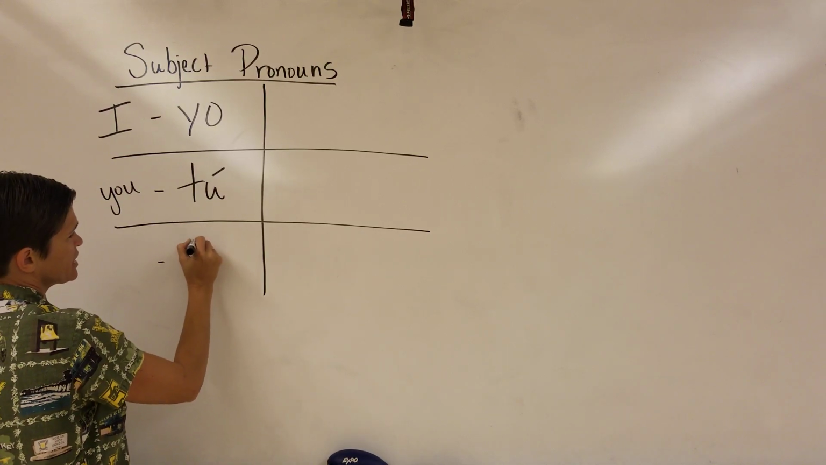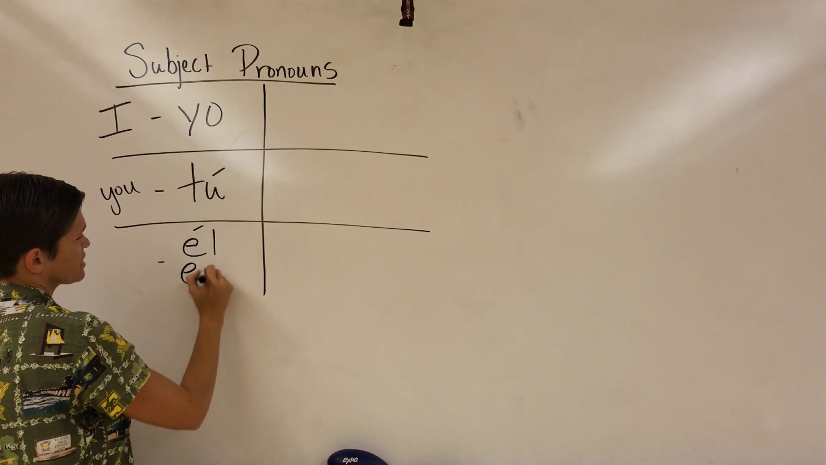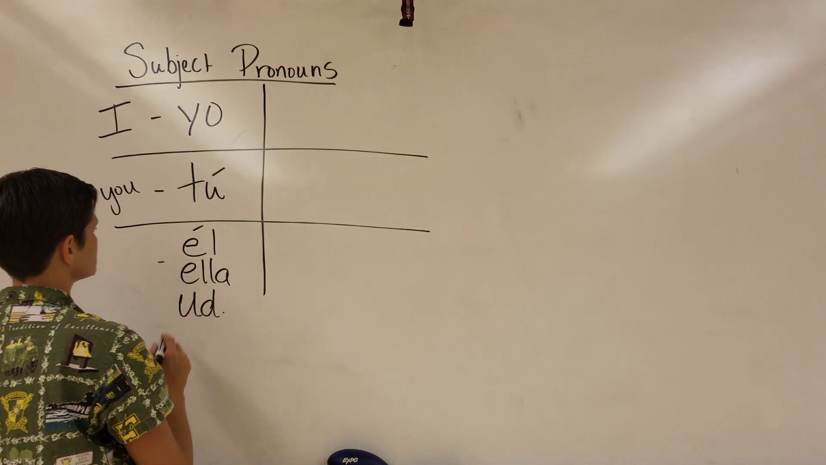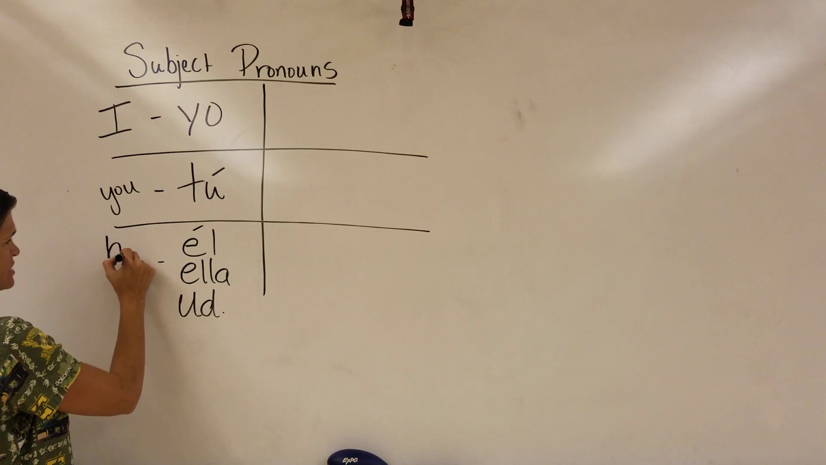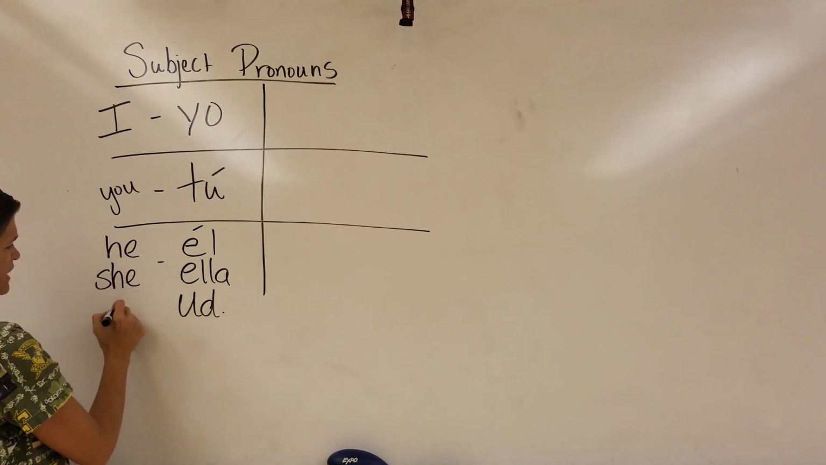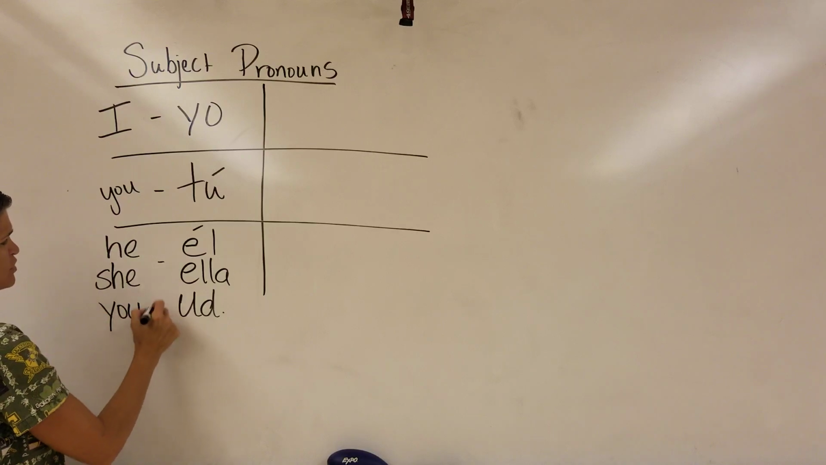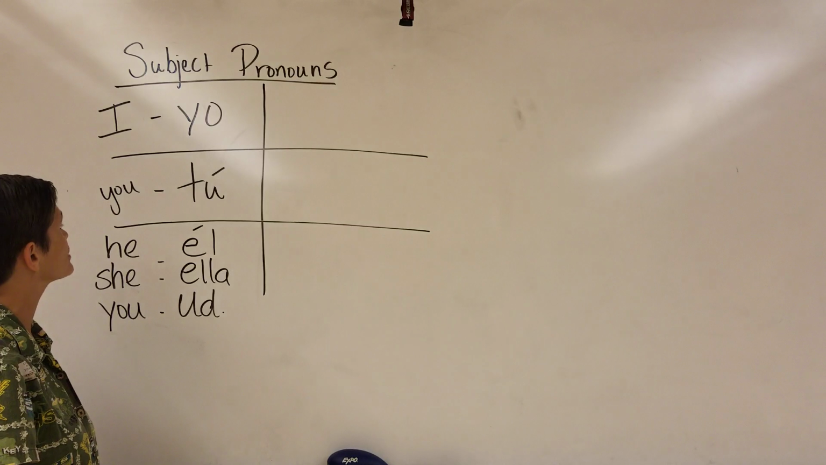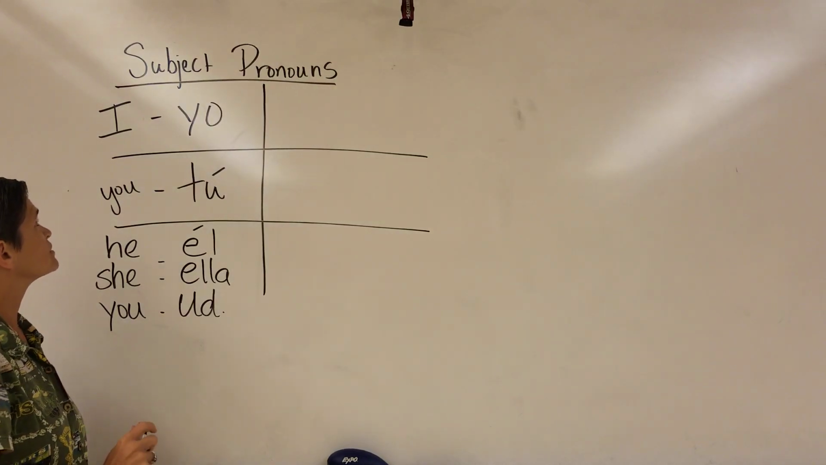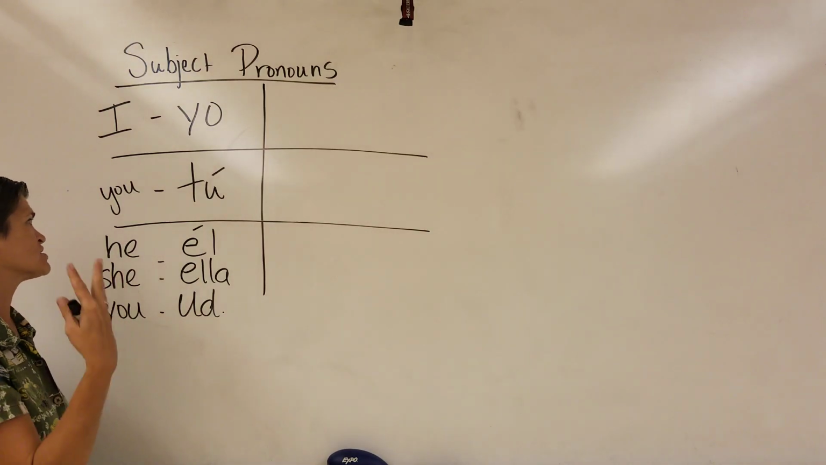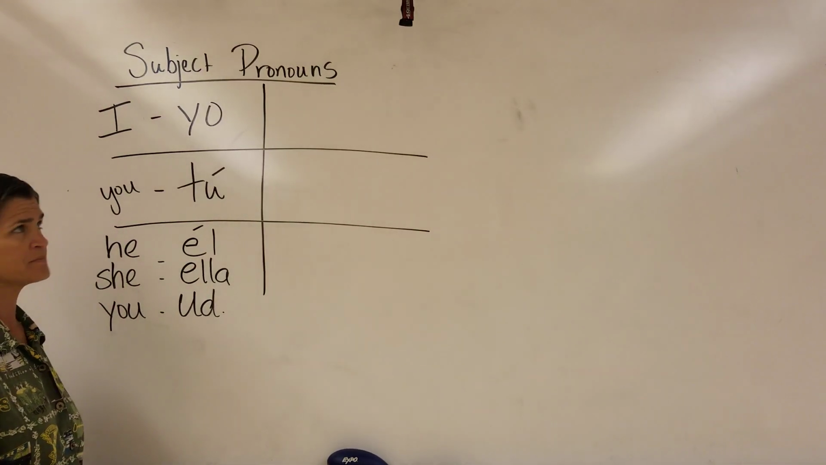We learned él, ella, and usted, which is how we say he, she, and you when we're talking to someone in a more formal situation or with respect. So these are the subject pronouns that we've learned so far. These are the subjects of the sentence.